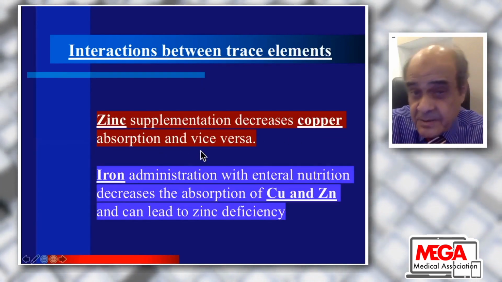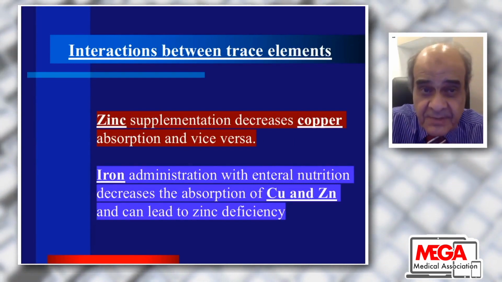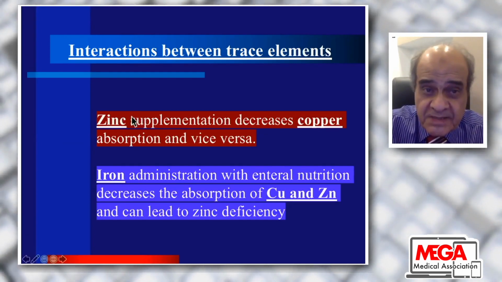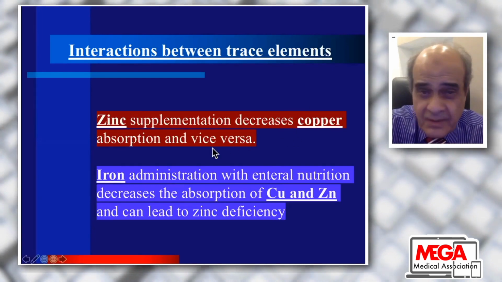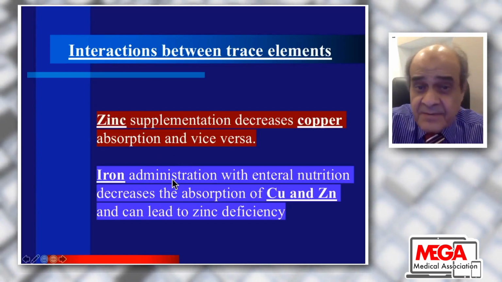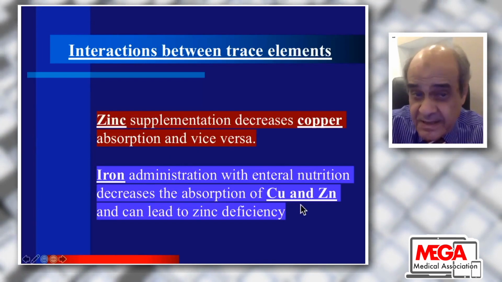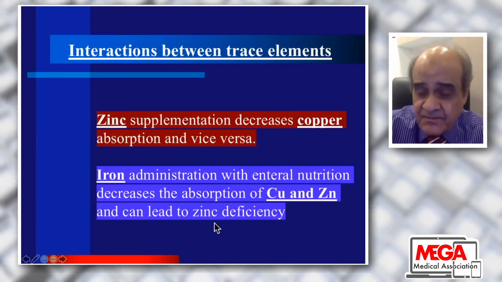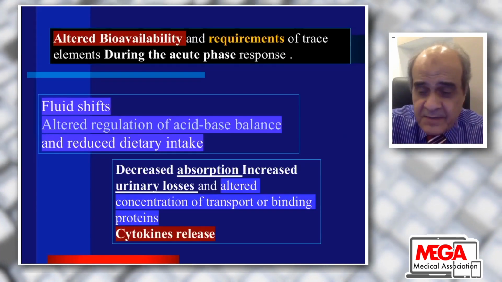And I think we saw some patients nowadays, especially in the COVID epidemic, who were pushed to take too much zinc and consequently suffered from copper deficiency. I will give you a case for this in the presentation. Iron administration with enteral nutrition also decreases absorption of copper and zinc and can lead to zinc deficiency. So there is interaction between the different trace elements, either in absorption or in action.